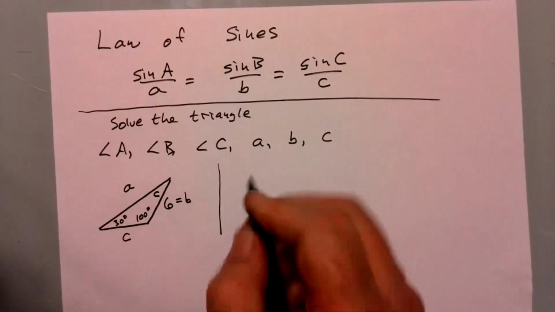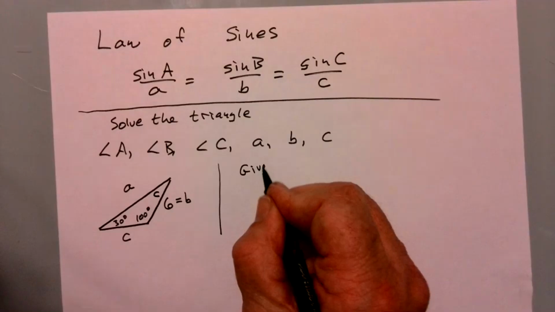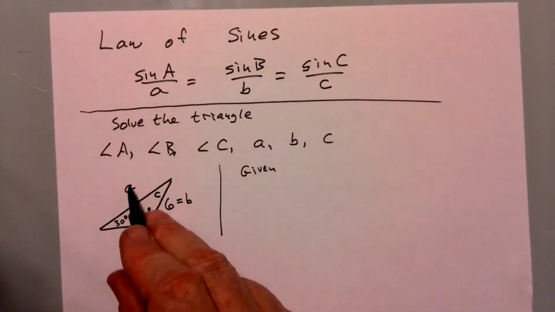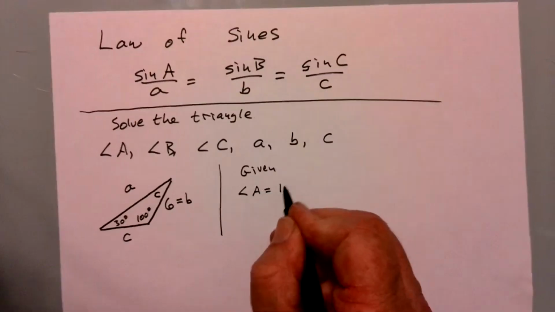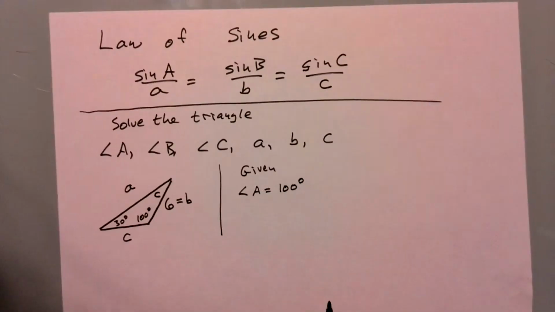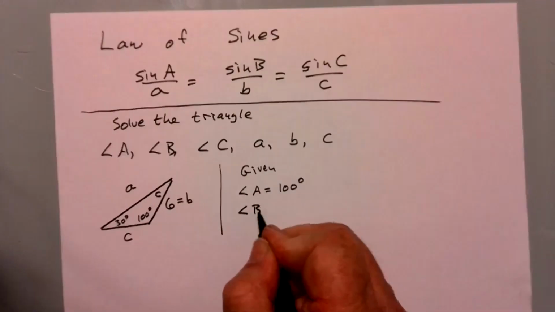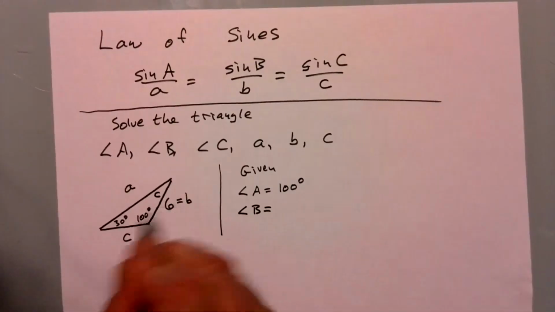So as we start with our givens, what are we given in this problem? Do we know what angle A is, opposite little a? Sure. Angle A is 100 degrees. Do we know what angle B is? Angle B is opposite little b.